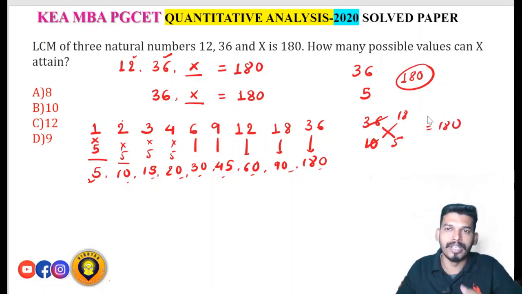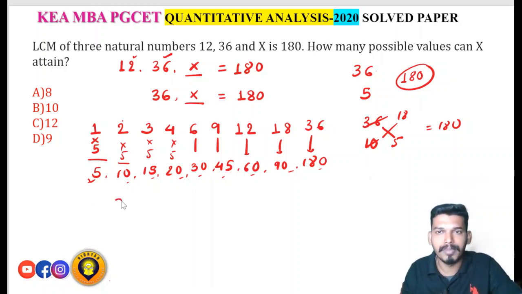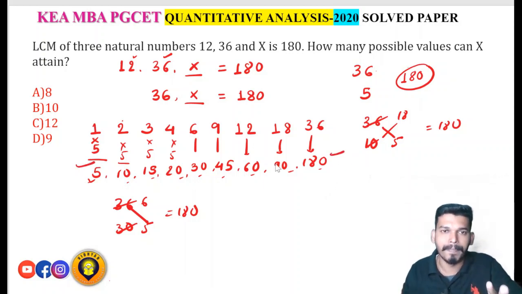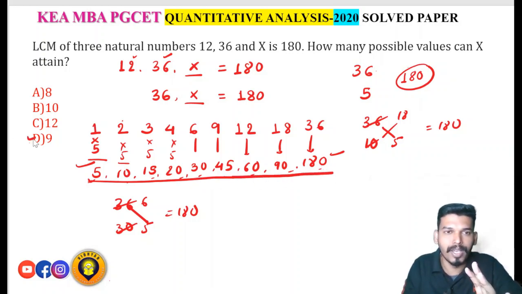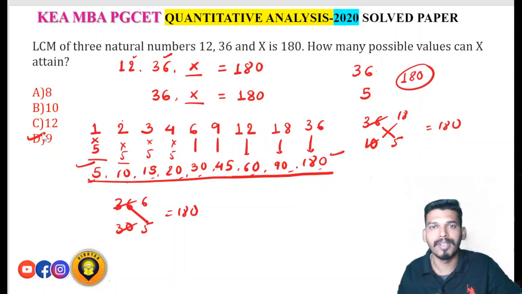So if you do it this way, for every number you will get the LCM as 180 itself. Like for example, 36 and 30. 6 6s are 36, 6 5s are 30. So again you have to multiply 36 by 5 only, right? So therefore the LCM will be 180 only. So these are the values that x can attain. How many numbers are there? 1, 2, 3, 4, 5, 6, 7, 8, 9. So there are 9 possible values.